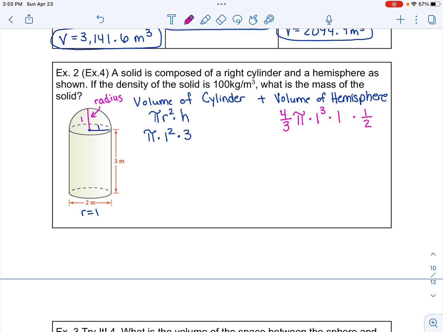Hang on 1 second. I just had a brain break. Let's go ahead and find the volume of the cylinder then. We'll go back to that in just a second. I got to thinking, I don't think I half that. Yes, I do. Okay. Making sure my equation makes sense with their equation.